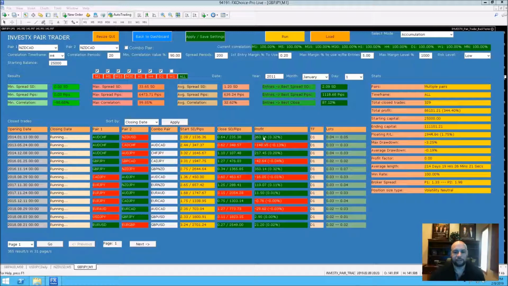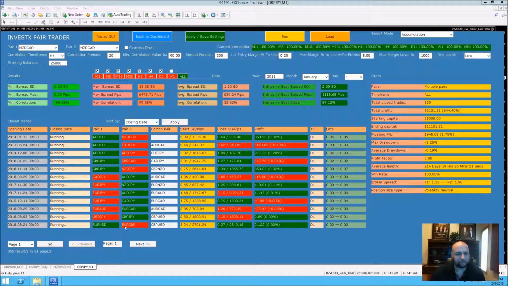Profit, as you can see, this trade is $360 in profit, 0.32% in profit, and the next one's down 0.13. Very, very, very low risk. This is the risk that's in the individual trade, so it's very, very, very low risk the way we trade, but it's a cumulative of a lot of trades being open at the same time, and then making money on some and taking profits when we need to.